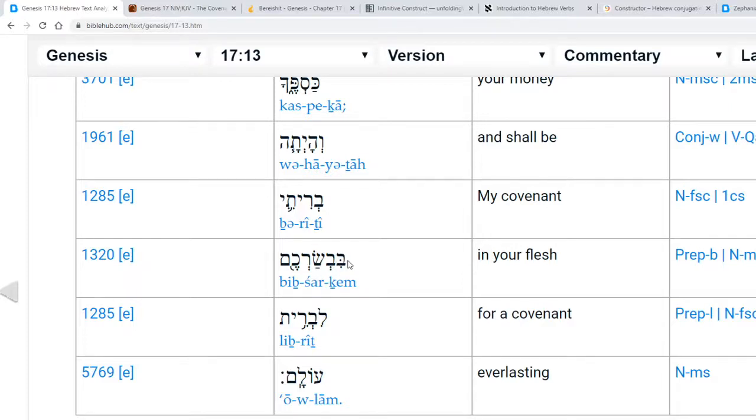The prepositional bet shall be in your flesh, and it's all y'all's, second person masculine plural, bib sarchem, in all of your flesh. Livrit, so prepositional lamed, as a, for a, brit, meaning covenant. Olam, again, everlasting, forever, of the world, right? Livrit olam. Okay.